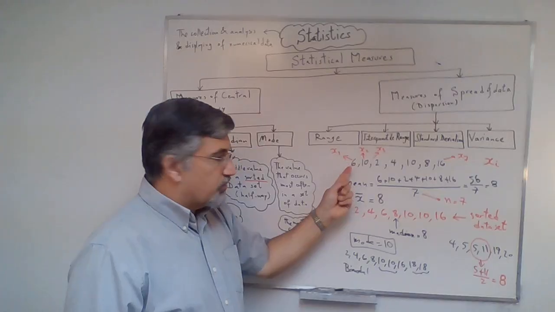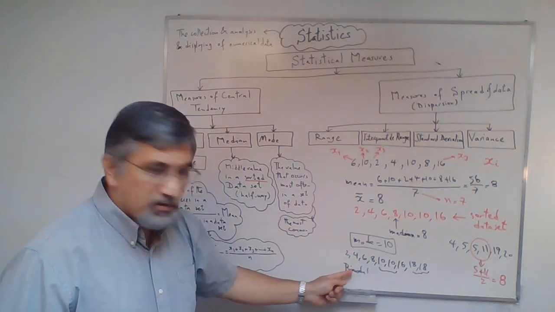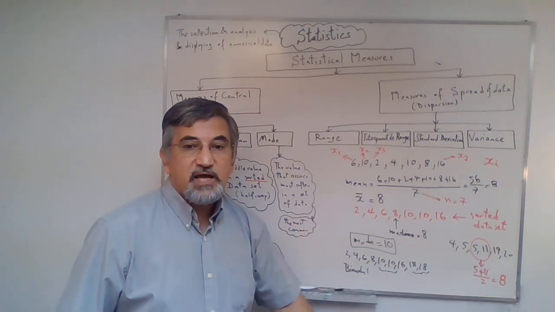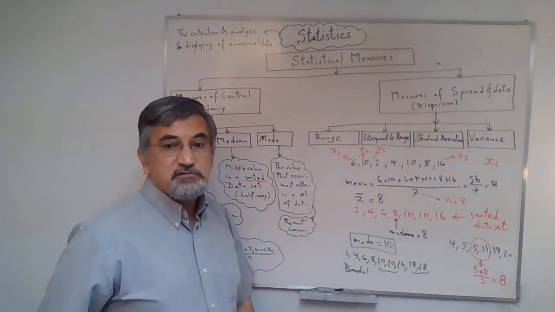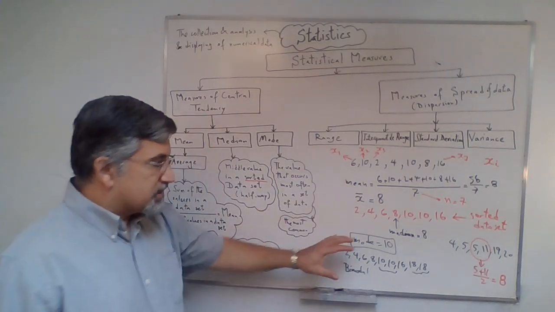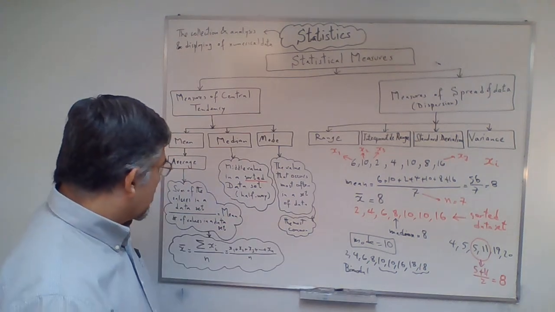But right now, we have one mode, and that is 10. And in this other example, we have two modes. One is 10, one is 18. You may even have three modes, or sometimes even more, in a bigger data set. Okay? So that's an additional note I wanted to mention about the mode.